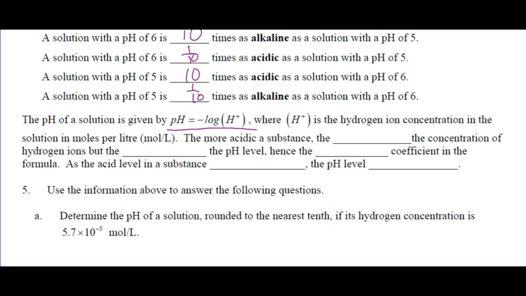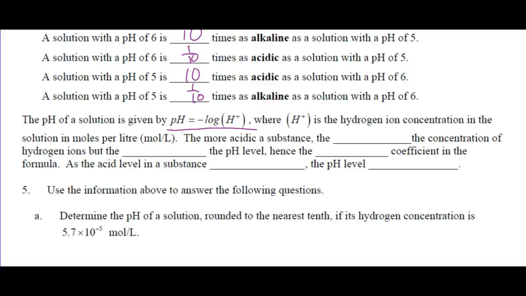pH is the negative log of H plus, where H plus is the hydrogen ion concentration in the solution in moles per liter. I was figuring when I was in high school, they just made this stuff up. What is it, 6.28 times 10 to the 24? They might have made it up, but I still remember it. It's 6.02 times 10 to the 23? Oh, really? All right. See, I don't remember it that well.